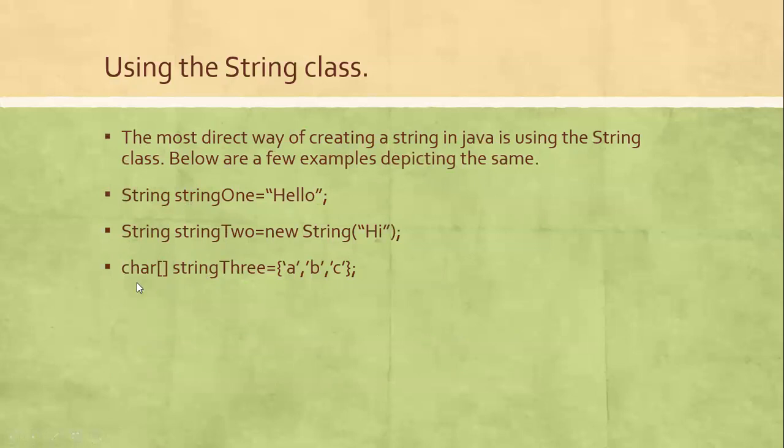Then the third approach is the very ancient one, which all of us must be very familiar with: a character array, which again becomes a string. So we're declaring a character array, naming it string3 and passing the value. If you're making use of any of these approaches, then you're using the string class to create the strings.